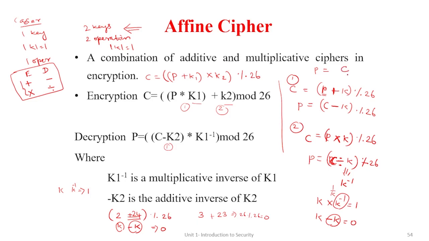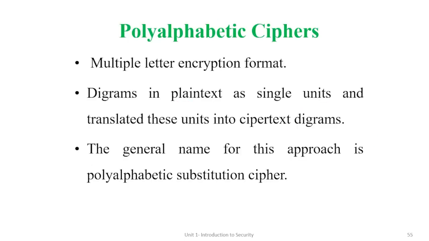So the ciphertext value should be multiplied with the K1 inverse, because I did the multiplication at first. Then the resultant value should be subtracted with K2 and you should do the modulus operation. So this is the affine cipher technique, which also comes under the monoalphabetic cipher.